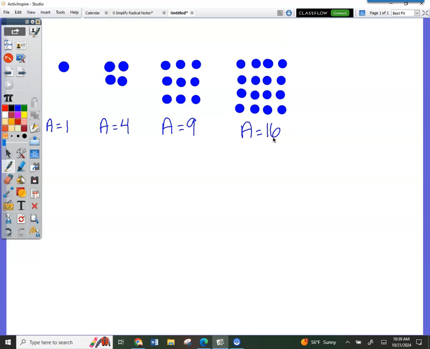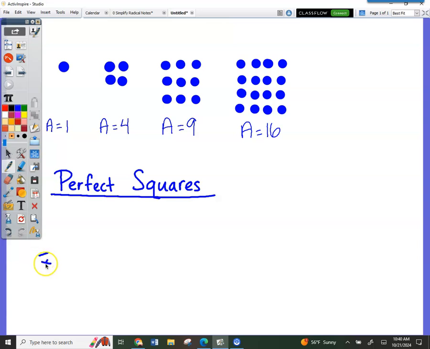Now, why did we do that? Because on the back of your paper, I want you to list the first 15 perfect squares. You're going all the way up to 15. So you've got a 1 by 1, a 2 by 2, a 3 by 3, a 4 by 4, a 5 by 5. You're going all the way up to a 15 by 15. I want you to make that list of numbers right here.